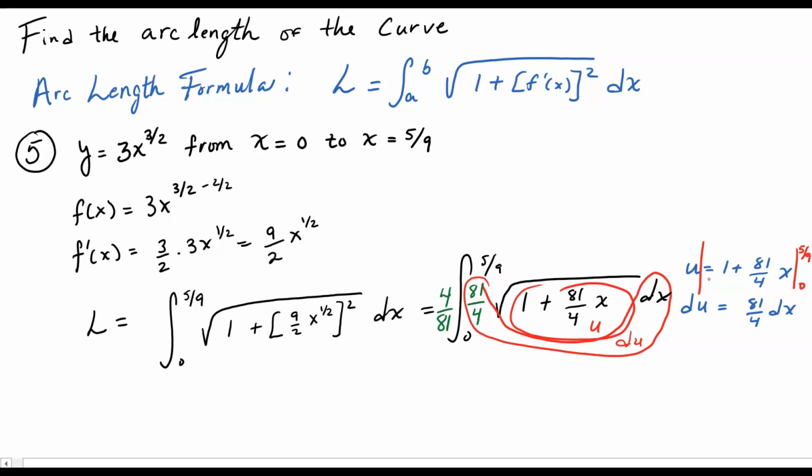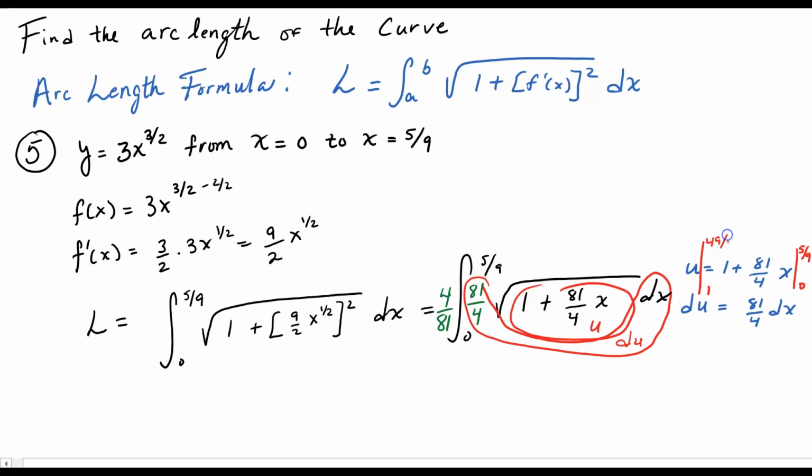Well, 81 over 4 times 0 is 0. So 0 plus 1 is 1. The lower bound is 1 on the limit of integration. And then we're going to plug in 5/9. So 81 over 4 times 5 over 9, and then plus 1. I'll let you do that math, but I've already simplified it.